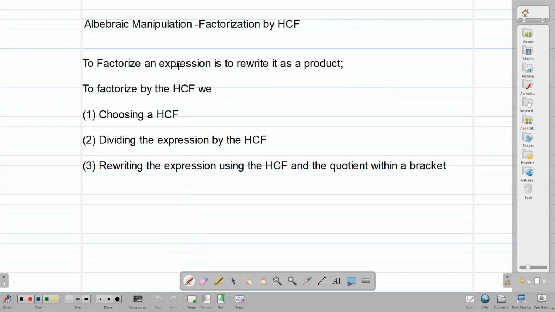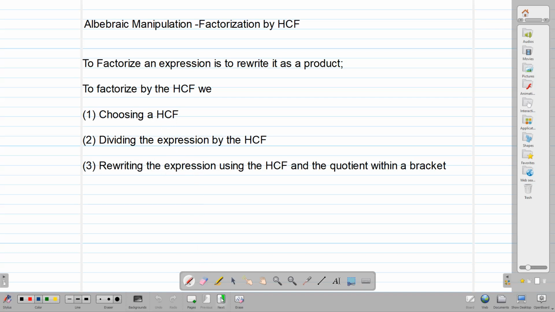In this video, we are going to be talking about how to factorize using the highest common factor. First up, the word factorize in mathematics means that we're going to take a sum or a difference and rewrite it as a product. When we factorize by the highest common factor, we one, choose the highest common factor, then we divide our terms in our expression by the highest common factor. And then we rewrite our expression using the highest common factor and the quotient from our division.